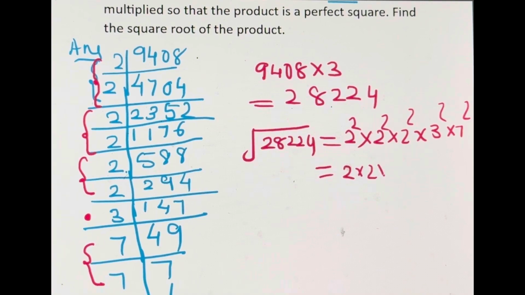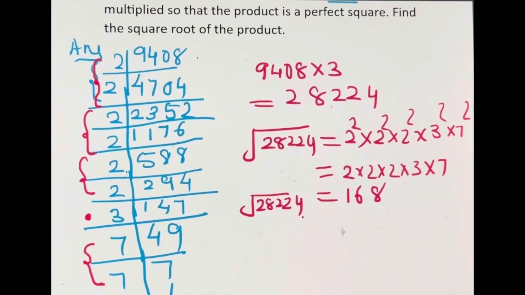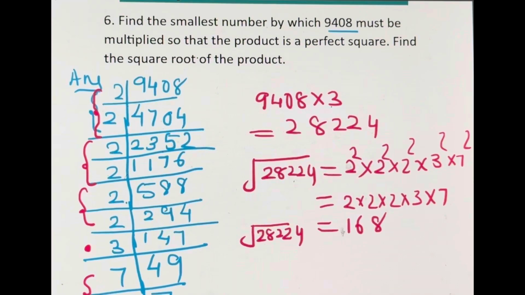2 into 2 into 2 into 3 into 7. Okay. And if we multiply this, we get 168. So square root of 28224 is 168. So this is answer number 6. So we found out the perfect square with which it should be multiplied. So it should be multiplied with 3. And the square root is 168. We found out both the answers.